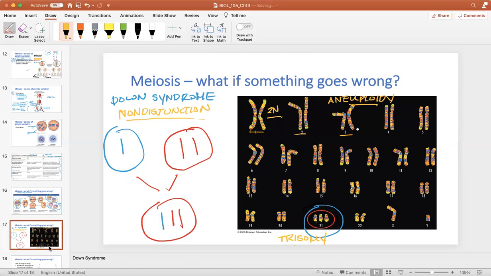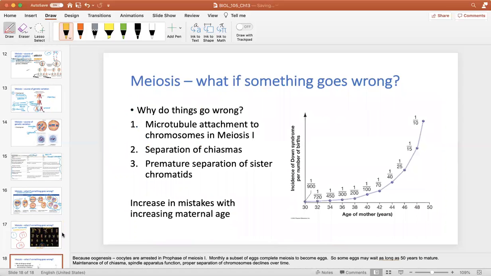Now, what we know is that these errors in meiosis tend to increase, particularly if we have a mother of advanced age, okay? So these mistakes go up. Look at this graph. We have starting with age 30 here and ending with age 50 here. You have the incidence of Down syndrome per number of births. So if you were to have a child at age 30, if you go through the population, about 1 in 900 births to women that are age 30 are Down syndrome babies.